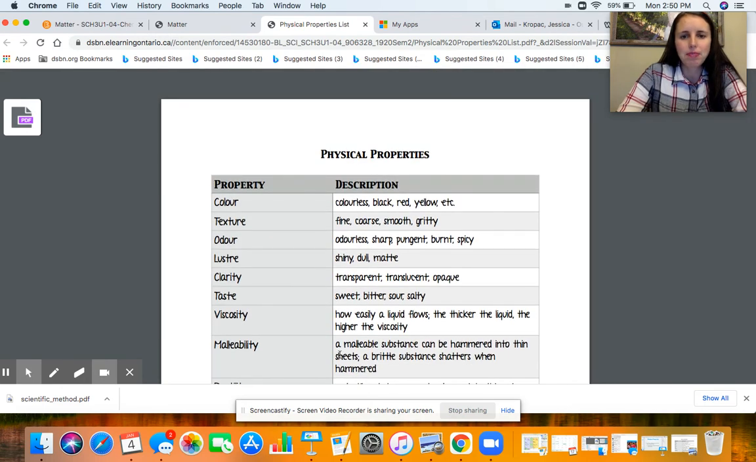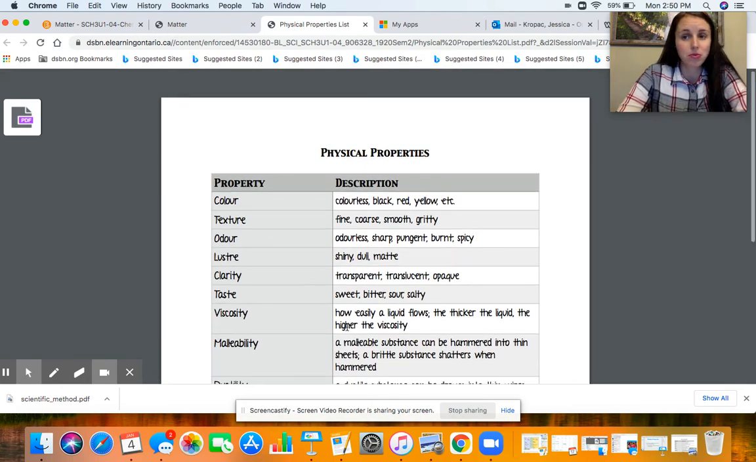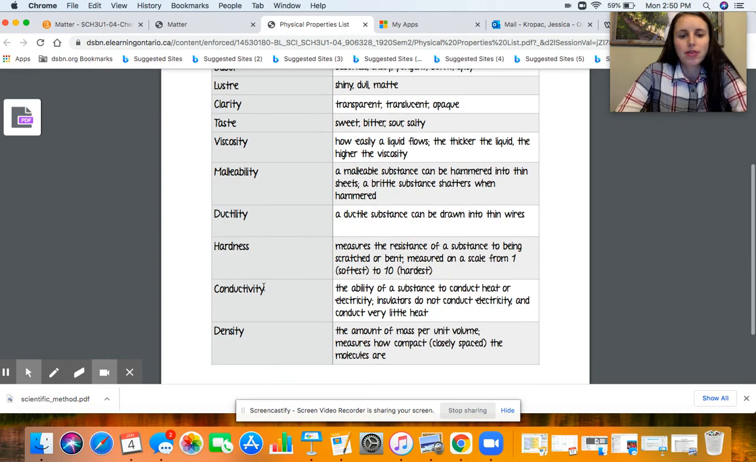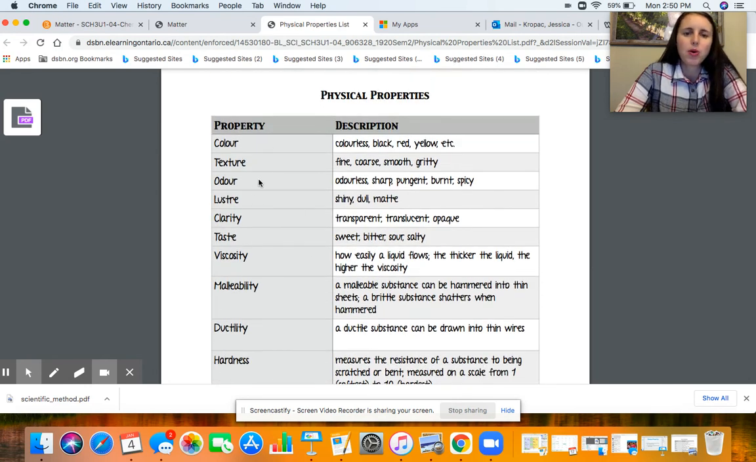So this list here, again, might be handy. You have to know this. In a lab, I'm going to ask you for physical properties, and you're going to pick like 3 or 4 or 5 physical properties, and you're going to report on them. Obviously, some of them are harder than others. So you're probably not going to be reporting on conductivity or density. You're probably going to be reporting on closer to the top of the list.